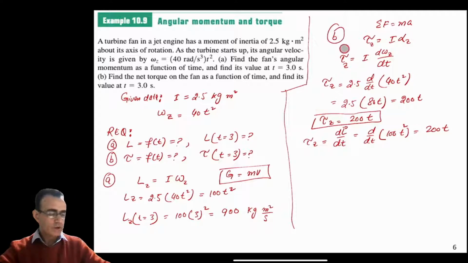So you can either calculate it using the equation tau is equal to I alpha, or using the equation tau is equal to dL by dt. From both equations, you will get the same tau, which is 200 t. Now what we need to calculate is tau z at t equal to 3, which will become just 200 times 3, which is 600 newton meters.